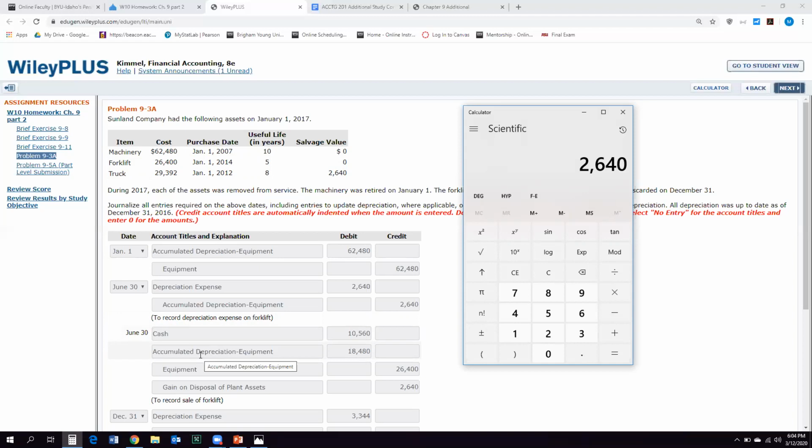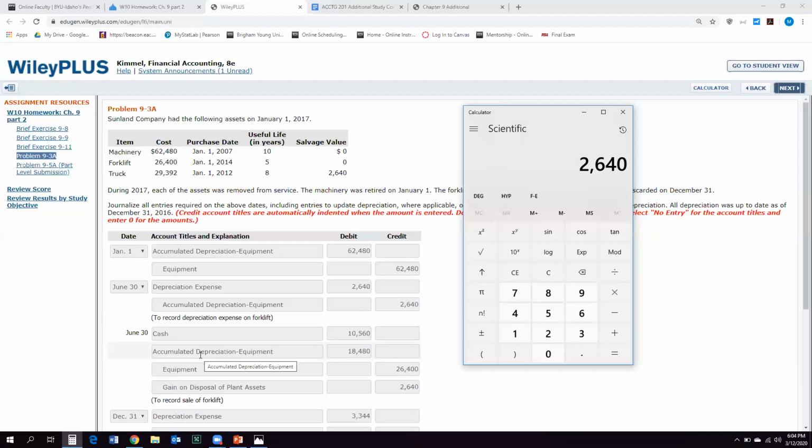Now it's always the same when we record a sale. We debit the amount of cash we're going to receive. Then we debit the accumulated depreciation account. We credit the equipment account to bring it to 0. And then we'll either have a gain or a loss on that, depending on if we brought in more than the book value or less in cash.